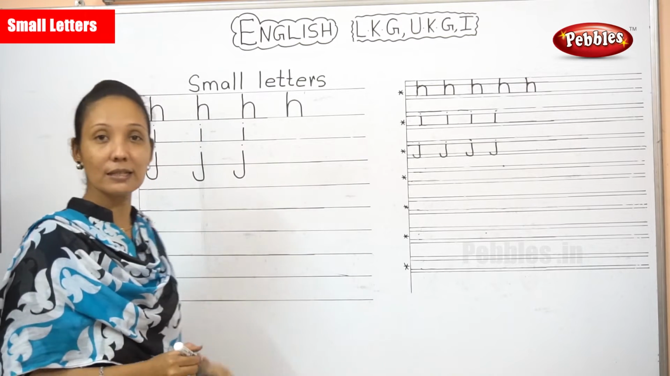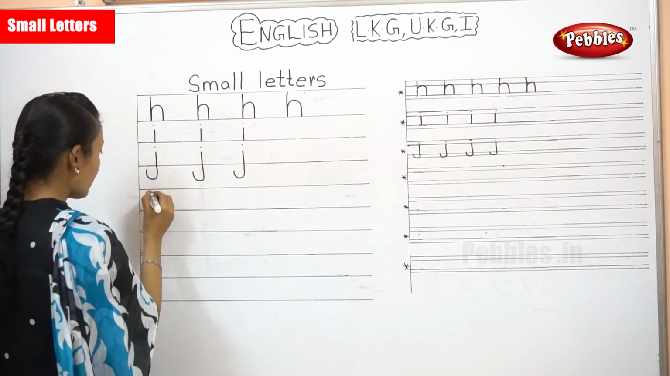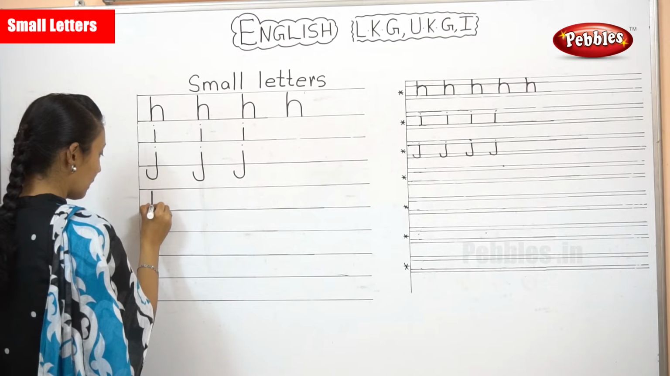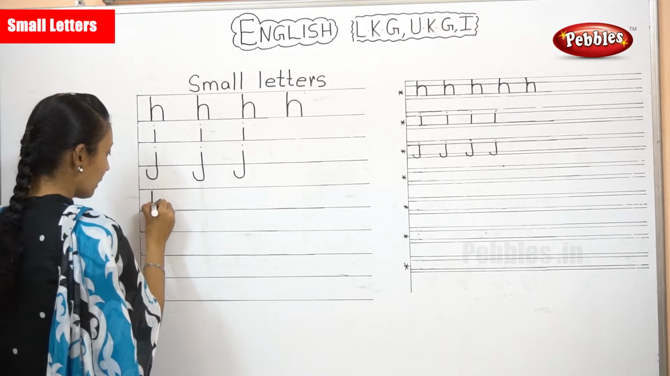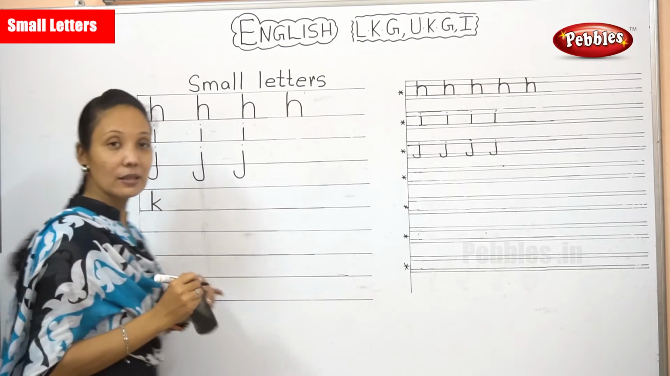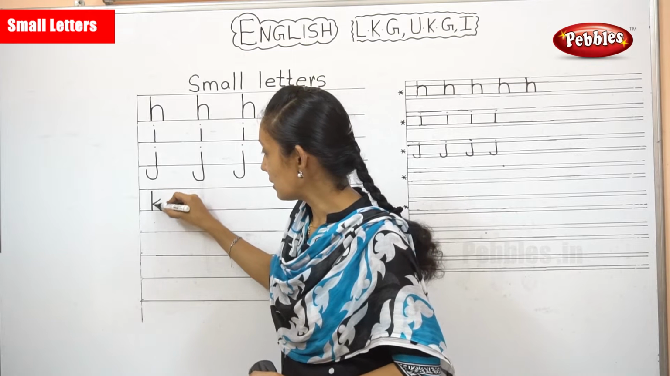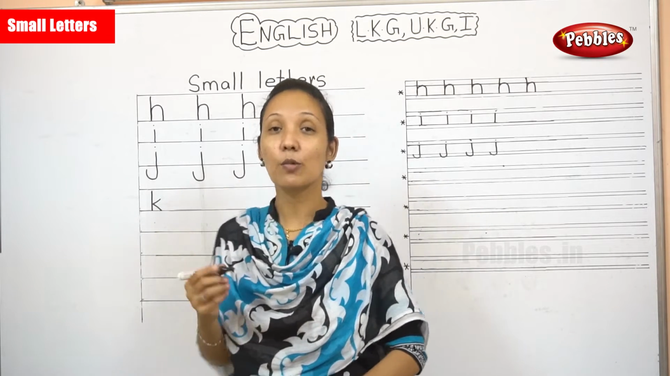Now, after j, what's your next alphabet? Yes, you have small k. Small k, how do you write it? A standing line, small slanting line, and a slanting line. This is small k. That is, write a standing line and then 2 small slanting lines. This is called small k.